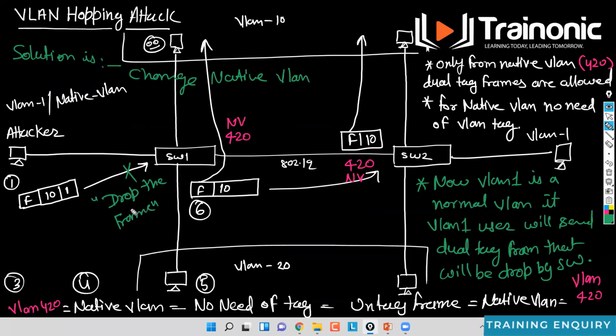Who can send a dual tag frame? A dual tag frame can be sent by the native VLAN, which is 420, but the important thing is that we have hosts in VLAN 1, 10 or 20, and no user in VLAN 420, so there is no possibility of a dual tag frame. In this way, you can prevent your network from a VLAN hopping attack by changing the native VLAN. Thank you.